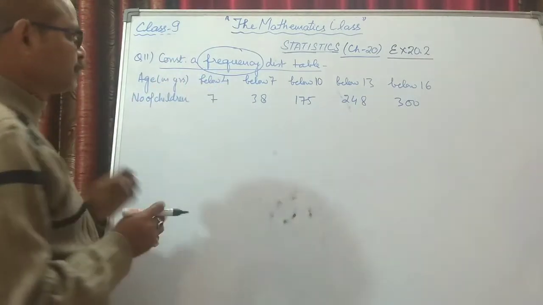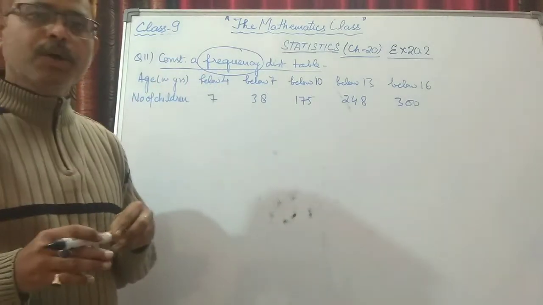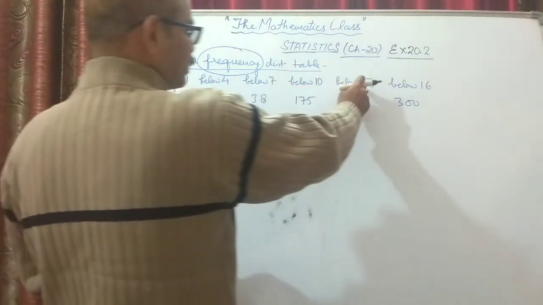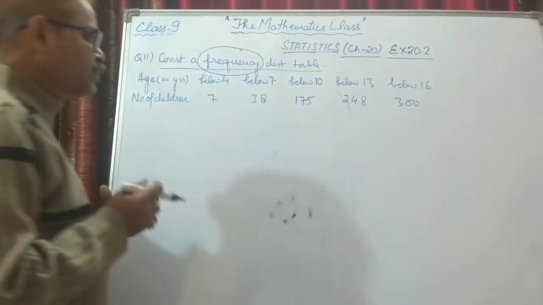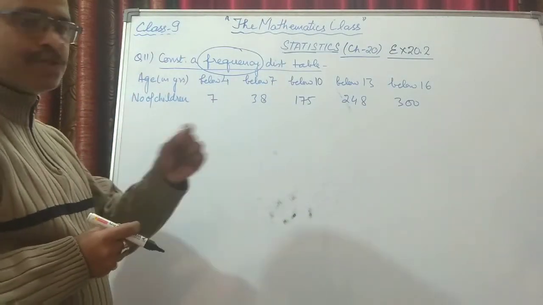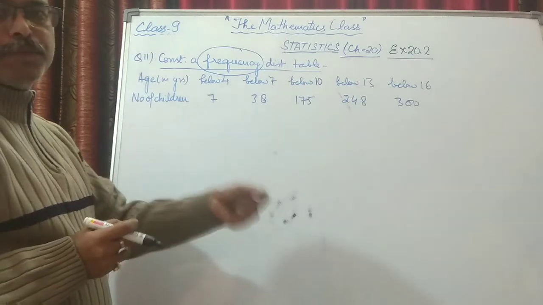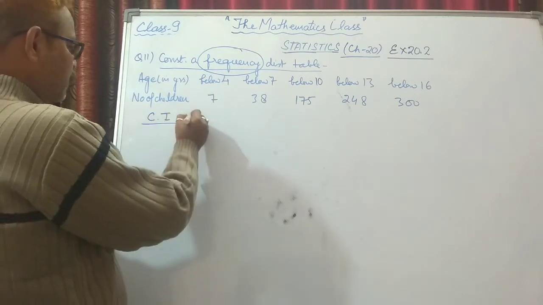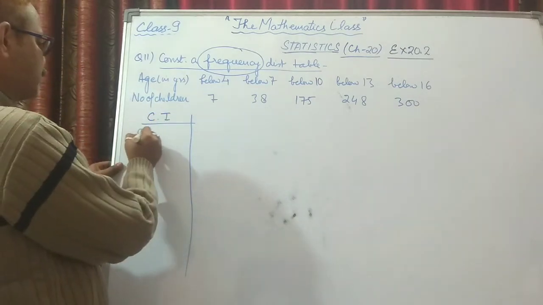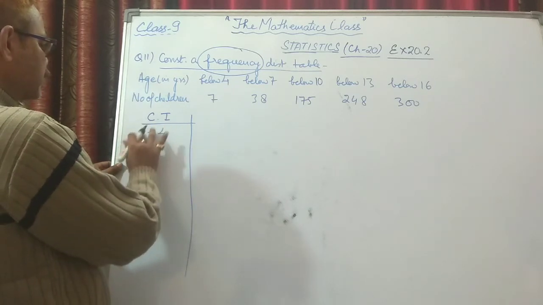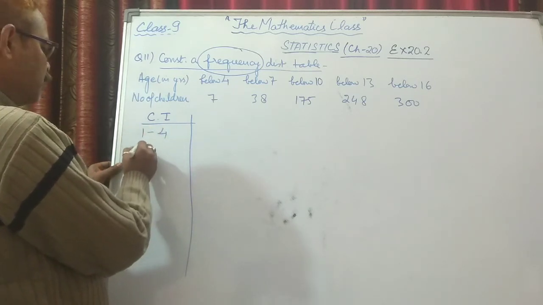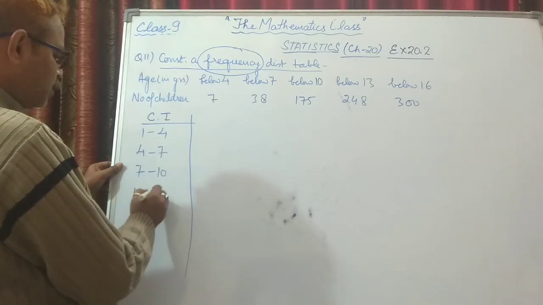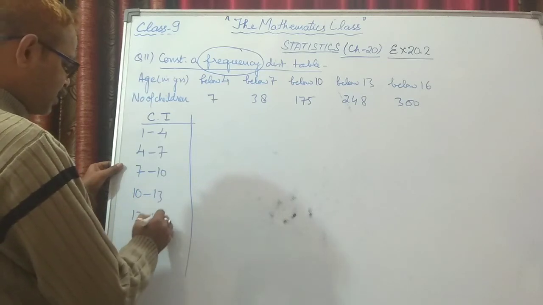So first of all, we will make a frequency distribution table whose class marks. Now how will we check class marks? 4, 7, 10, 13, 16. It means we can make the class interval as 0 to 4 or 1 to 4, then 4 to 7 and so on. So first of all, I am making the class interval. Now my class interval will be, let us say 0 to 4, or you can also say 1 to 4, 4 to 7, 7 to 10, 10 to 13 and 13 to 16.